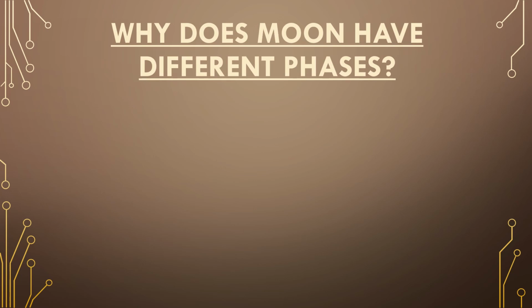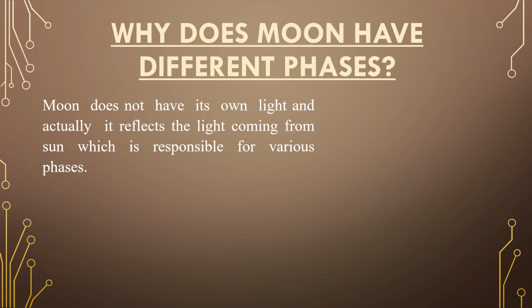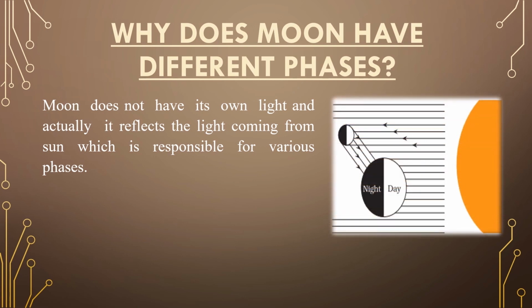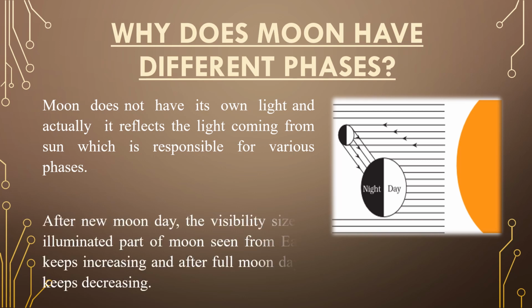Now the question arises, why does the moon have different phases? As you know, the moon does not have its own light and actually it reflects the light coming from the sun, which is responsible for various phases. After new moon day, the visible size of the illuminated part of the moon seen from the earth keeps increasing, and after full moon day it keeps decreasing.